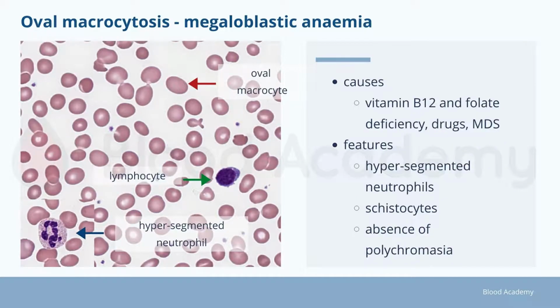Oval macrocytosis is most commonly seen in megaloblastic anemia. The most common causes for megaloblastic anemia include severe vitamin B12 deficiency, folate deficiency, and anti-metabolite medication such as methotrexate and hydroxycarbamide. It can also be seen in myelodysplastic syndrome. The key features seen in the blood film include hypersegmented or right-shifted neutrophils, red cell fragments or schistocytes, and reticulocytopenia manifesting as an absence of polychromasia in the presence of anemia.